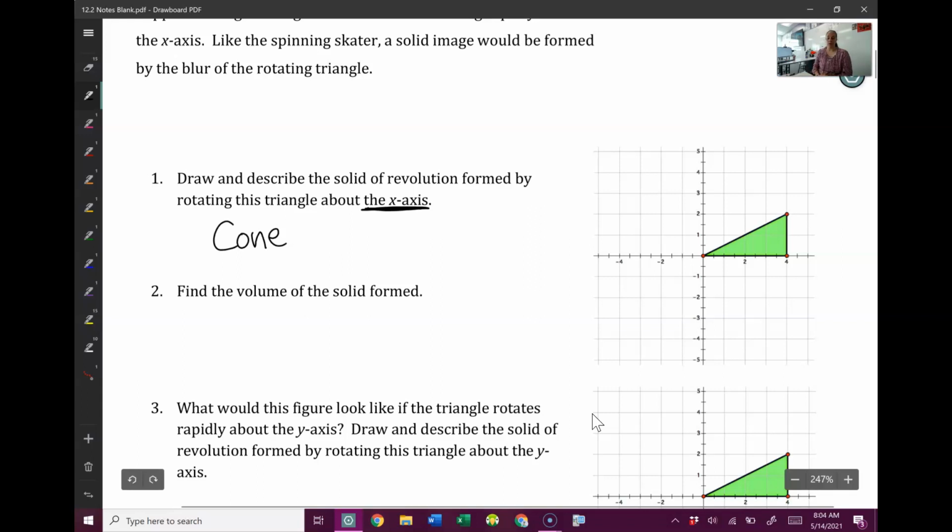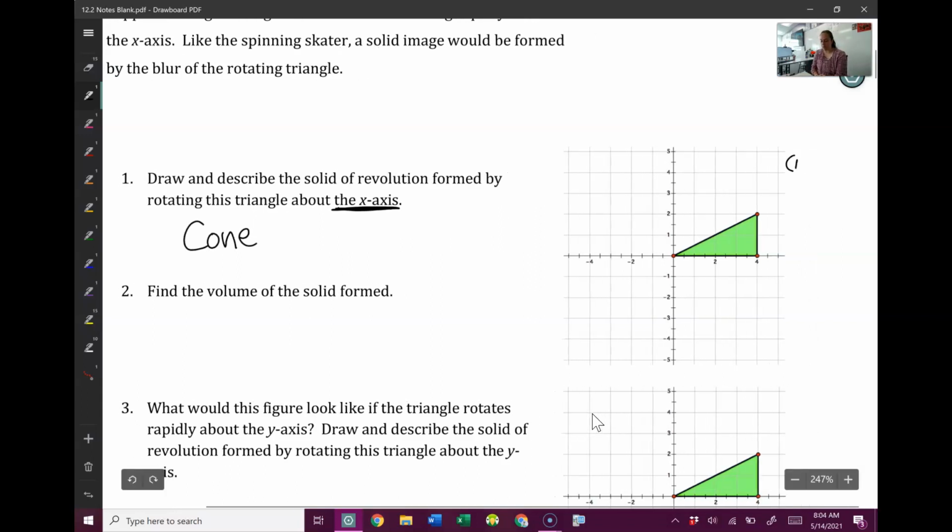Now, another way that you can visualize this: we have two steps that we can do to draw these shapes and help us visualize what the shape is. The first step is to reflect the shape across the axis. This one is the x-axis, that's what it tells us. So I'm going to take this triangle and reflect it across the x-axis. So I reflected the shape across the axis.